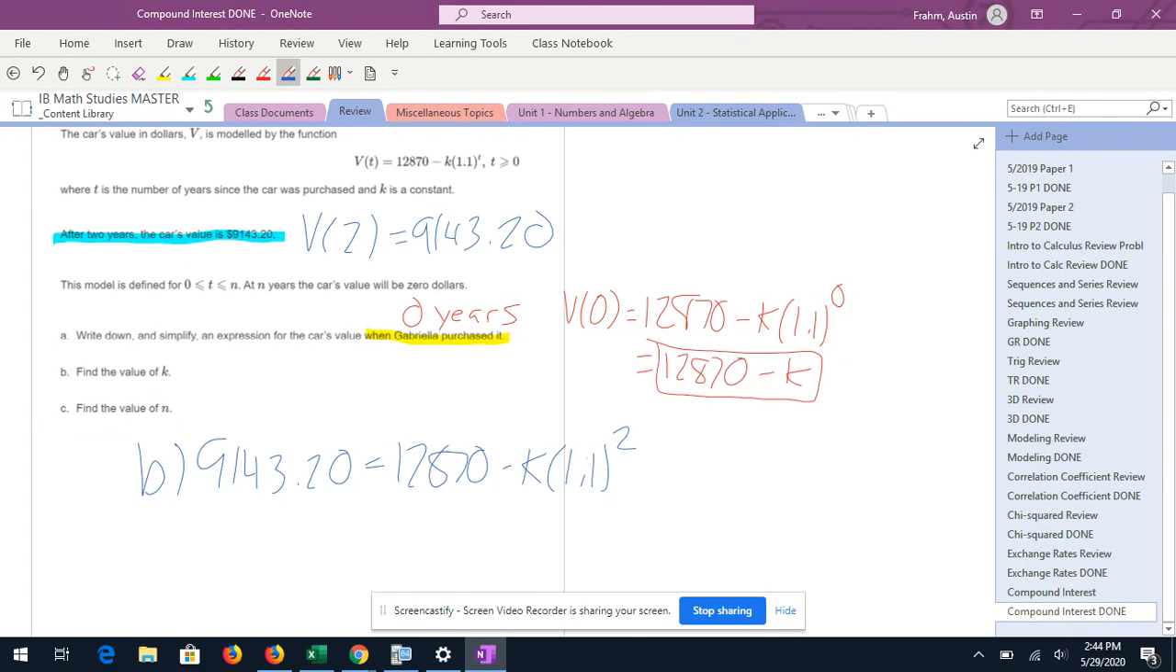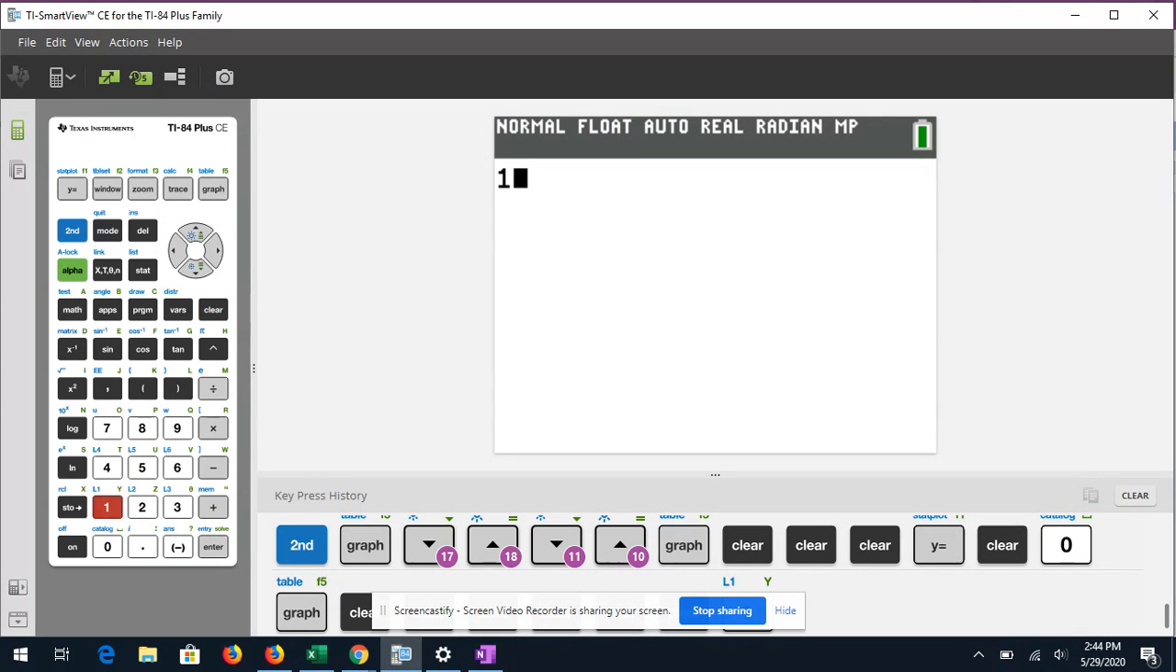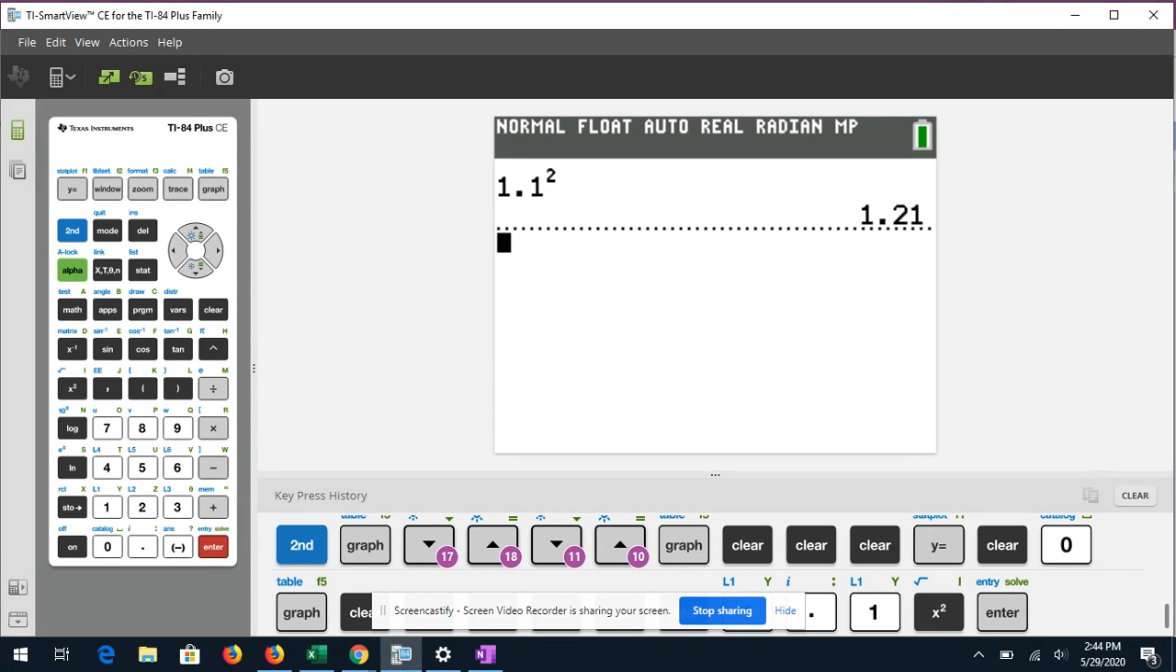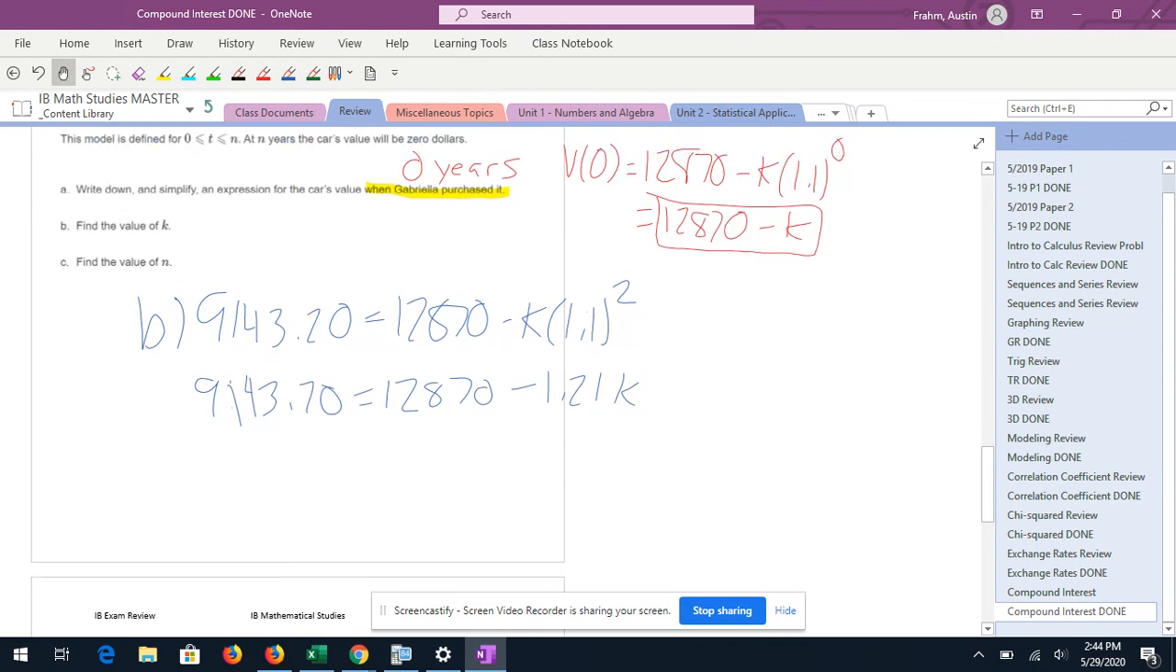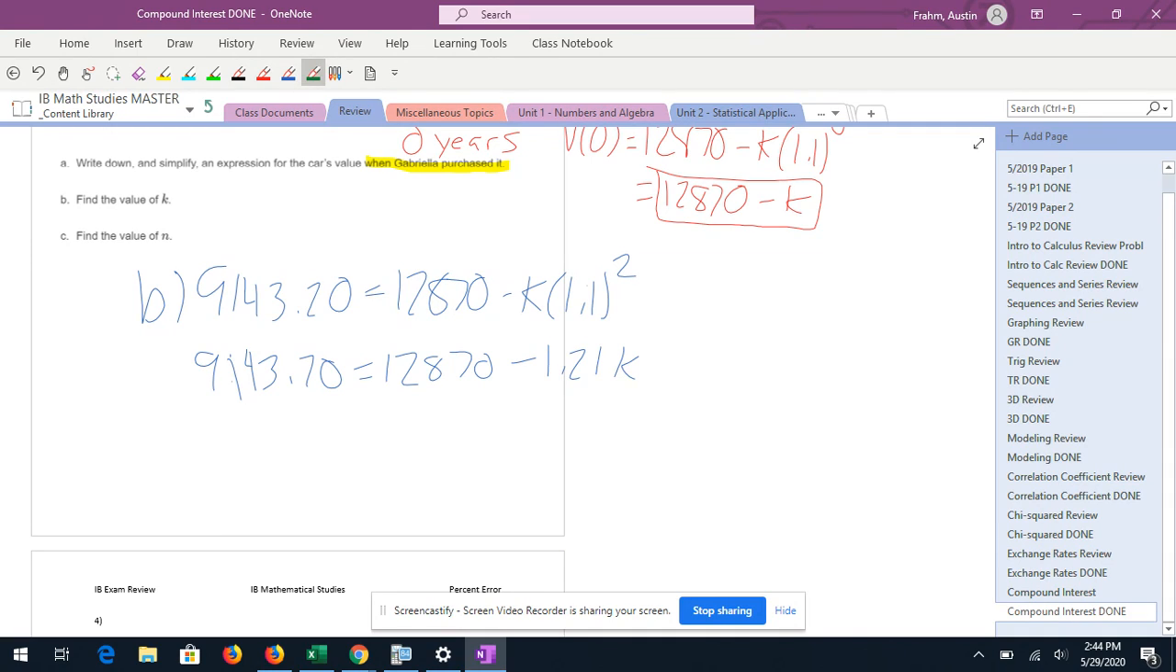So to do a little bit of simplifying, I can do 1.1 squared, which is 1.21. So 9,143.20 equals 12,870 minus 1.21 times k. Okay, now I just want to get k by itself. This basically turns into an algebraic problem. So I'm going to subtract 12,870 from both sides.